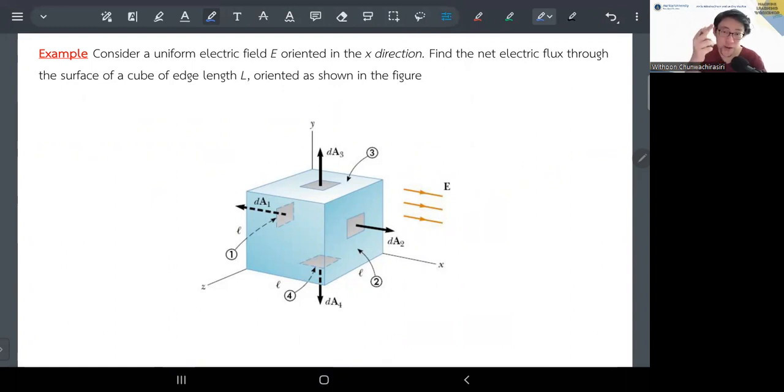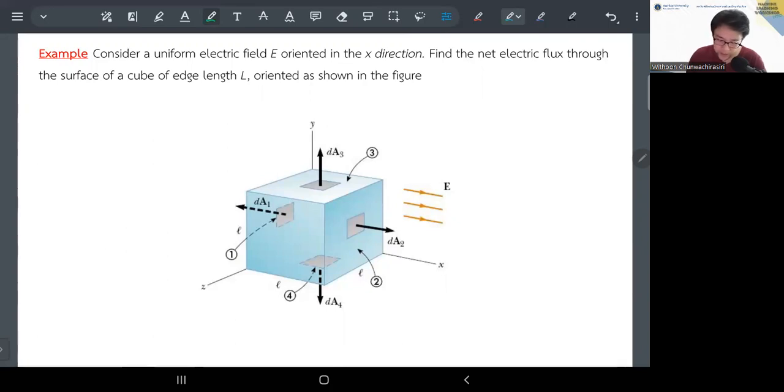We're going to do 2 exercises here, simple ones of course, and I hope that will clear things up just a little bit further. Consider a uniform electric field E oriented in the X direction. Now find the net electric flux through the surface of a cube with edge length L, oriented as shown in the figure. This is not bad because it's just a cube.